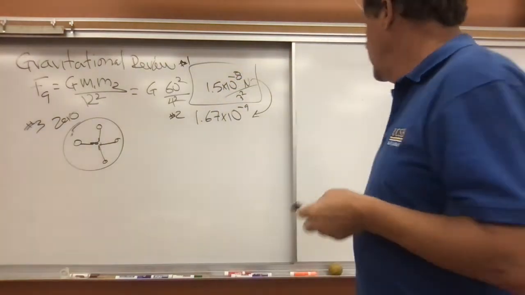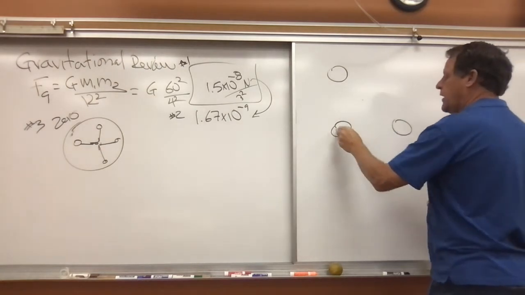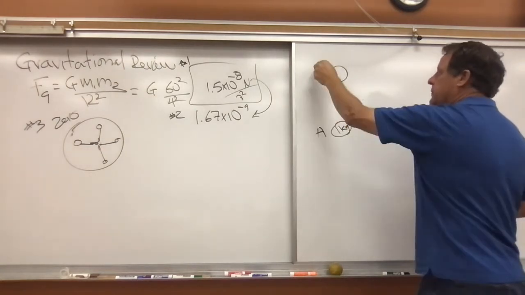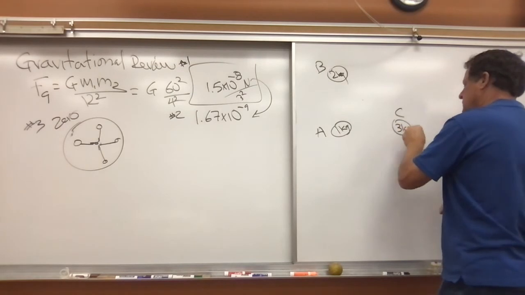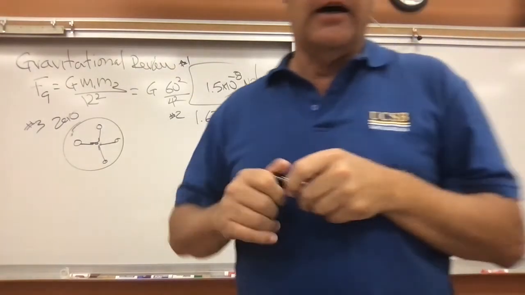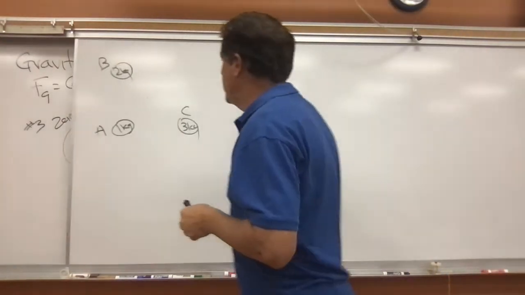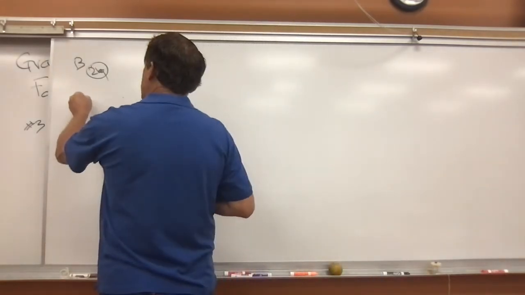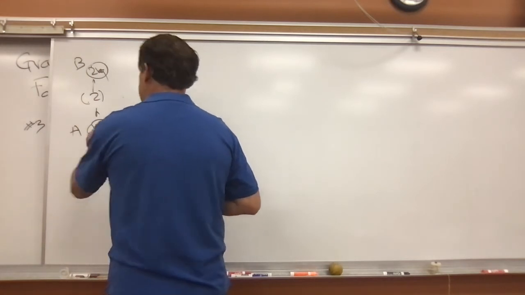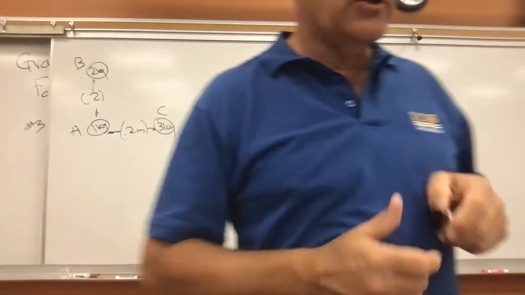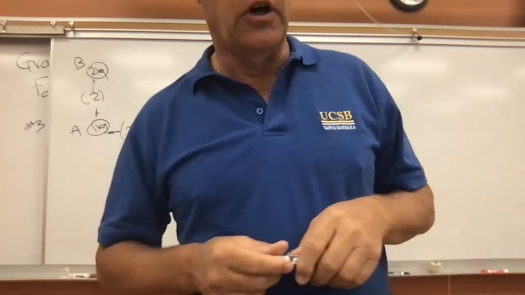In our next series of questions, we're going to have a diagram that looks like this. We're going to have 3 masses arranged as such, and the distance between them is 0.2 meters. Question number 4 says, determine the force of gravity, magnitude and direction, on mass A.